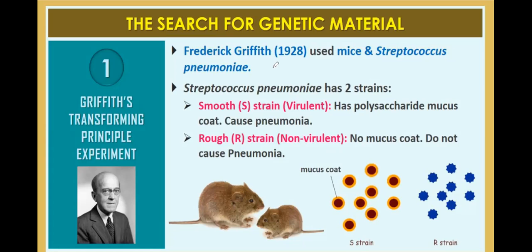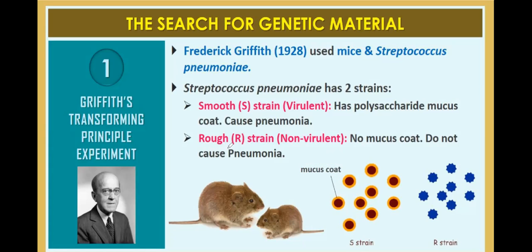So a question will be, who conducted this transforming principle experiment? The answer is Frederick Griffith. He conducted the experiment on which bacteria? Streptococcus pneumoniae. One more question: how many strains of Streptococcus pneumoniae are there? The answer is two strains, smooth strain and rough strain. Which strain is virulent? The S strain is virulent. Why? Because it has a mucus coat.